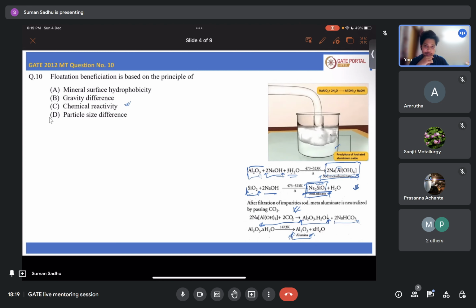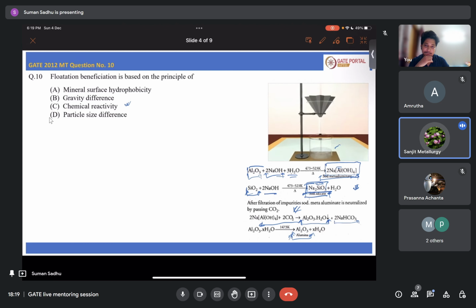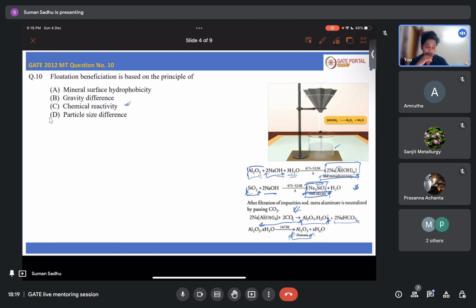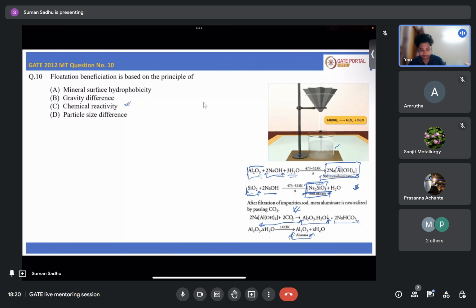Particle size difference. Sir, the fluidized bed? That is gravity separation that I already showed, right? The flow of water is there, and then depending on the density, jigging. Yes, jigging. Yes, sieve analysis or jigging.